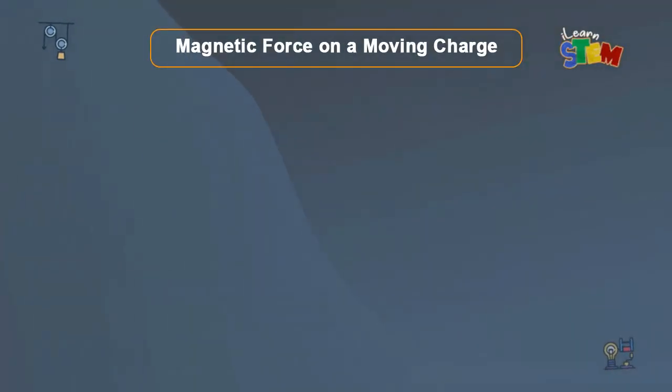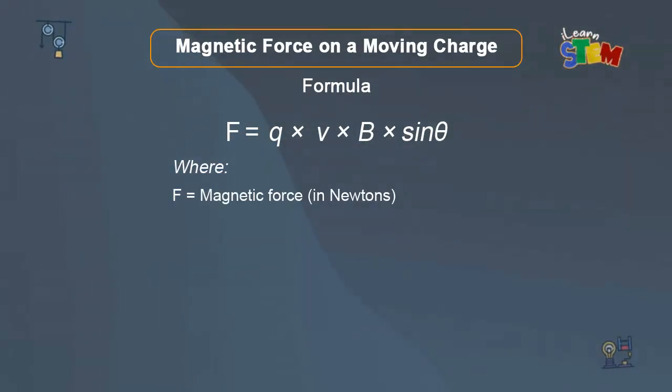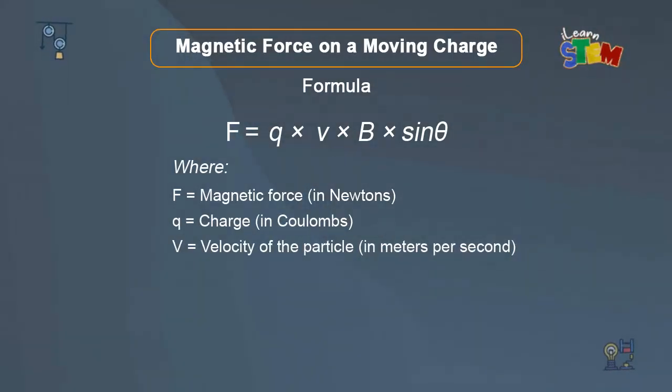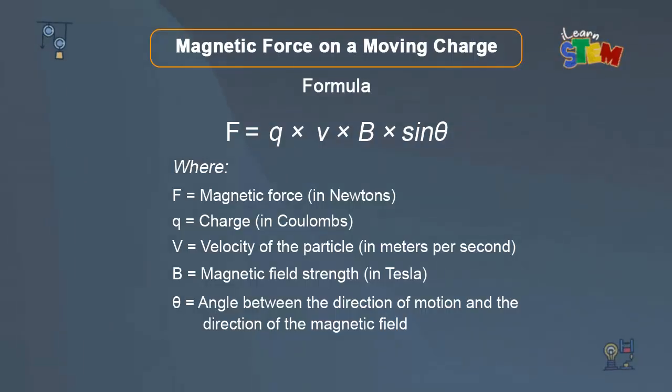When a charged particle moves in a magnetic field, it experiences a magnetic force. This can be represented in a formula. F equals Q times V times B times sine theta, where F is the magnetic force in newtons. Q is the charge in coulombs. V is the velocity of the particle in meters per second. B is the magnetic field strength in Tesla. Theta is the angle between the direction of motion and the direction of the magnetic field.